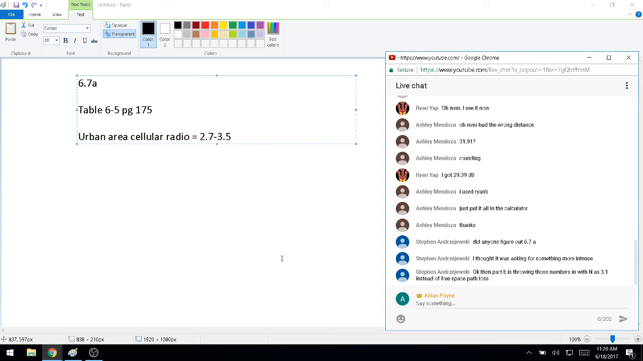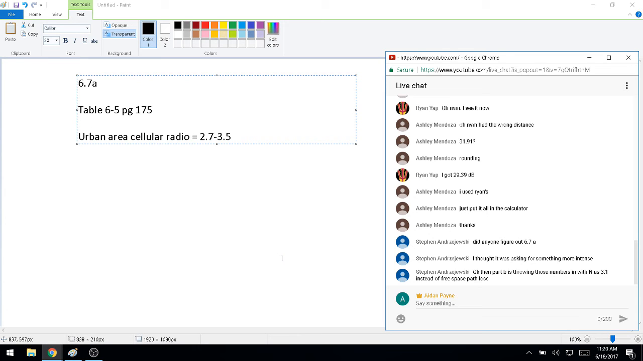And then Steven says part B is throwing those numbers in with n as 3.1 instead of free space path loss. And yeah, that's correct. We're not assuming a free space loss environment. We're instead assuming that we're in an urban area cellular radio environment, which has a path loss exponent of 3.1. And so we plug those numbers into, where's our formula here? And we're given certain numbers again. We're given the frequency, except like you said, we are not in the free space environment anymore.